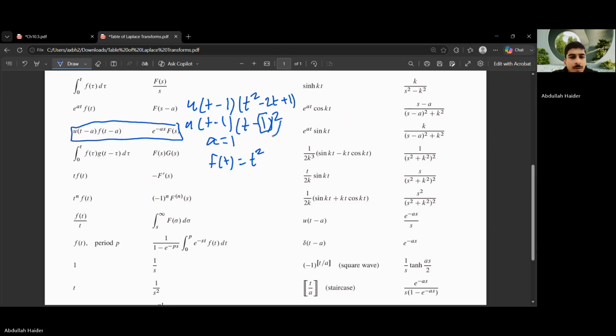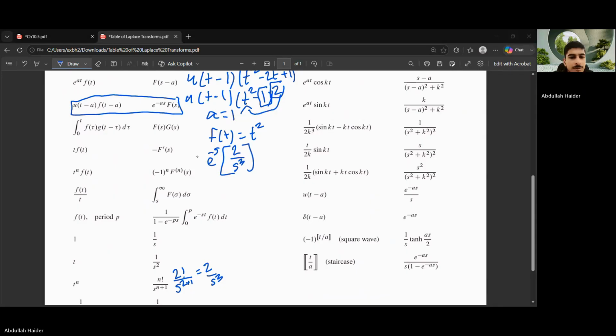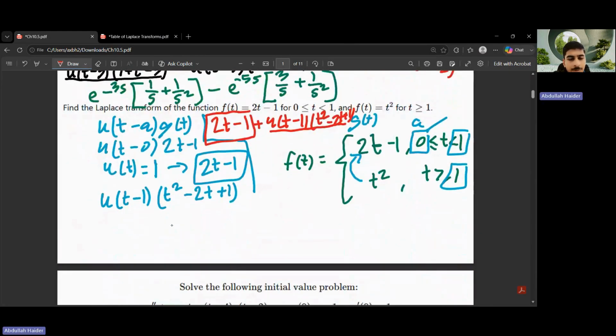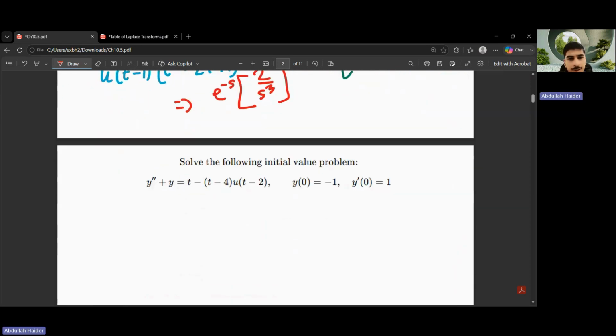Just know that since it's (t minus 1) squared, there's a square, which means there will be a square in the inside part as well. So your f(t) is going to be t squared. And now we can use e to the power minus s and then the Laplace of t squared, which is factorial over s to the power 2 plus 1, so 2 over s cubed. So e to the power minus s times 2 over s cubed. So the Laplace transform of the function is e to the power minus s times 2 over s cubed. And that's it for that question.